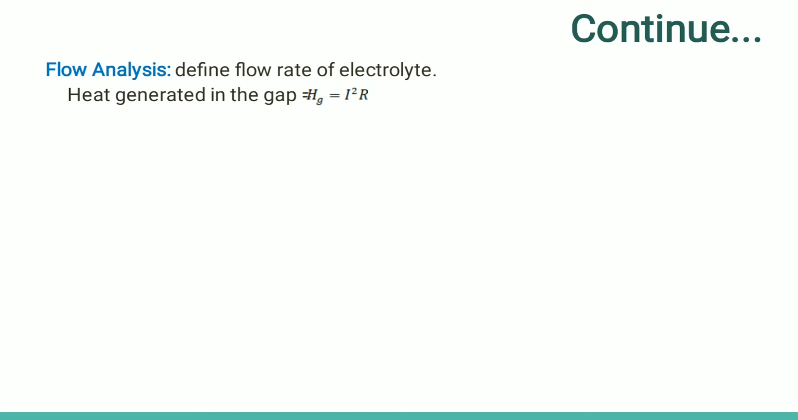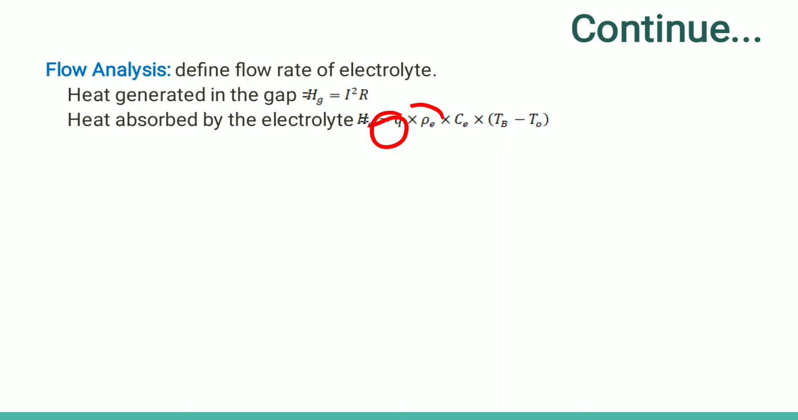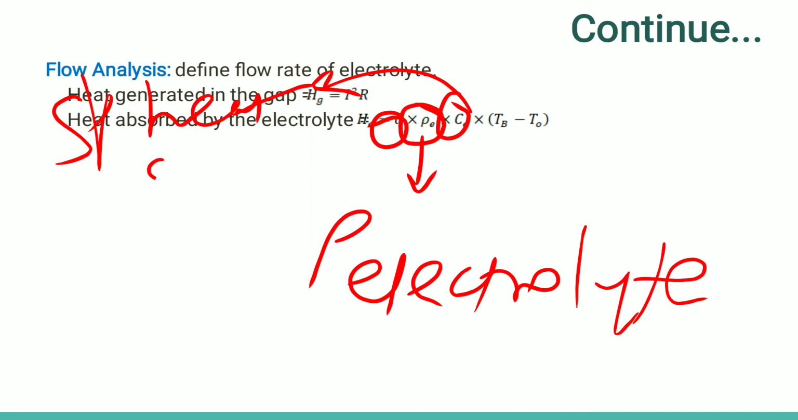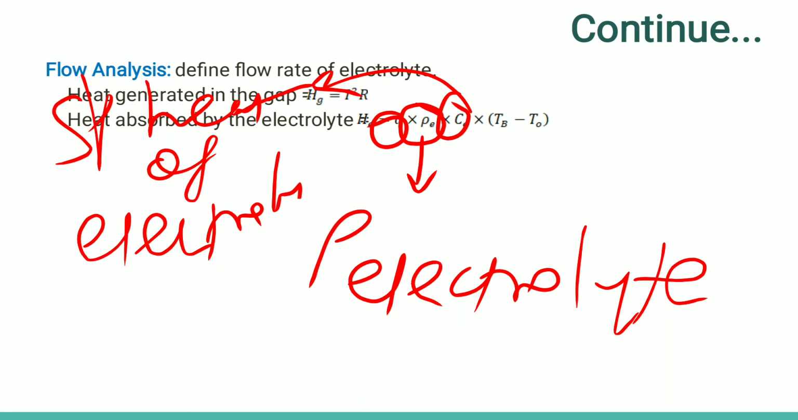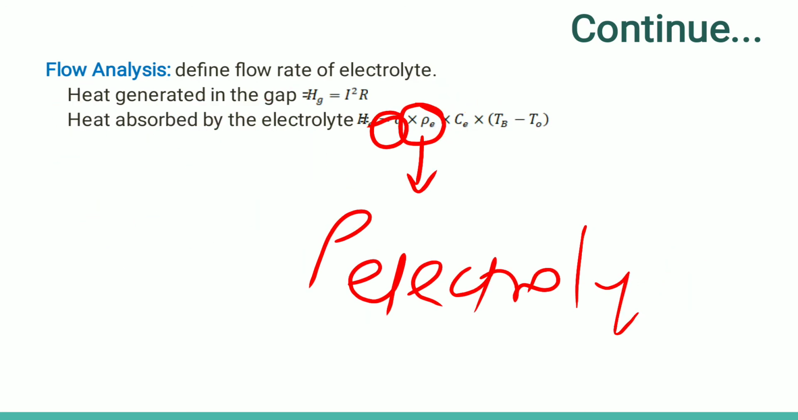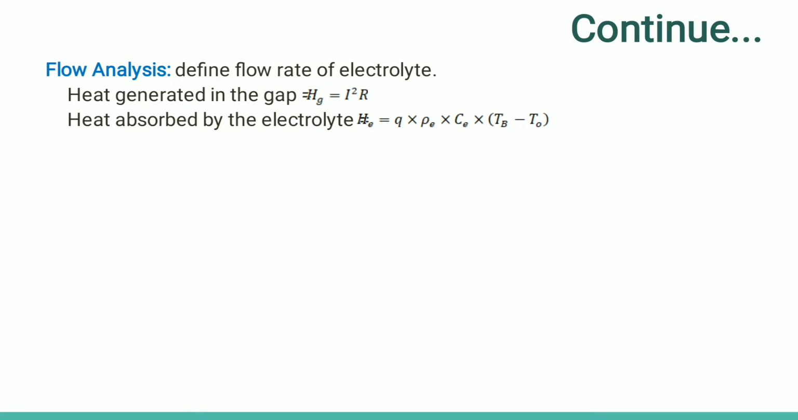So this is the heat generated, and the heat absorbed by the electrolyte is equal to Q into rho e into ce into tb minus T naught. Here Q is the flow rate, and rho e is the density, not of the alloy or the metal, but of the electrolyte. ce is the specific heat of the electrolyte, tb is the boiling temperature of the electrolyte, and T naught is the ambient or atmospheric temperature of the process where this ECM operation is conducted.